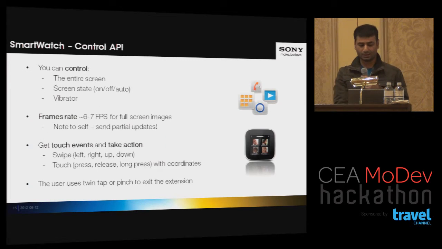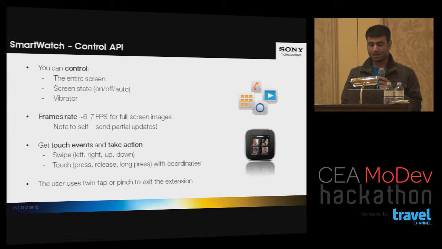Control API, again, helps you control the screen state, vibrator, and the entire screen. If you try to communicate with it by sending whole images, the frame rate is 6 to 7 FPS, but I would not recommend doing that. I would say just try to change small parts of the screen. And then yes, you can get the touch events and take action on those.